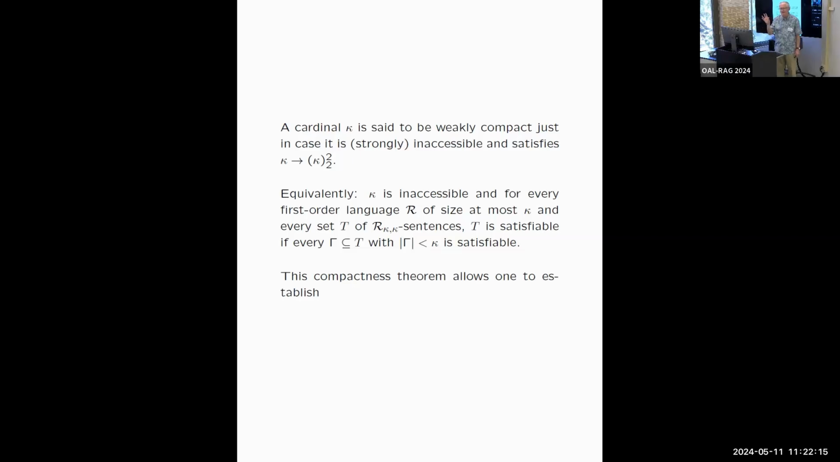I use this definition of weakly compact just because it was purely set theoretic. But in my work, I've used an equivalent condition that is comprehensible to model theorists. In fact, this is where the phrase weakly compact came from. I'm not going to dwell on this, but I did want to mention that a cardinal is weakly compact just in case it's inaccessible and there's a version of the compactness theorem of first order logic, but for a much more expressive logical system.